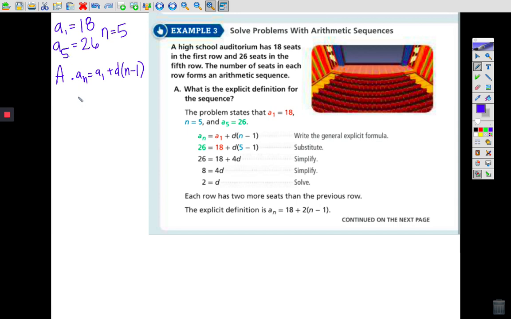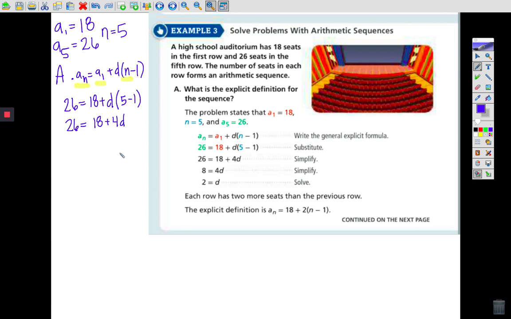So we've got a sub n, that is 26, because it has 5 rows. So I plug 26 in for a sub n. I'm going to plug 18 in for a sub 1, and 5 in for n. So 18 plus d times 5 minus 1. And then I'm going to simplify and solve for d. So 26 equals 18 plus 4d, since 5 minus 1 is 4.